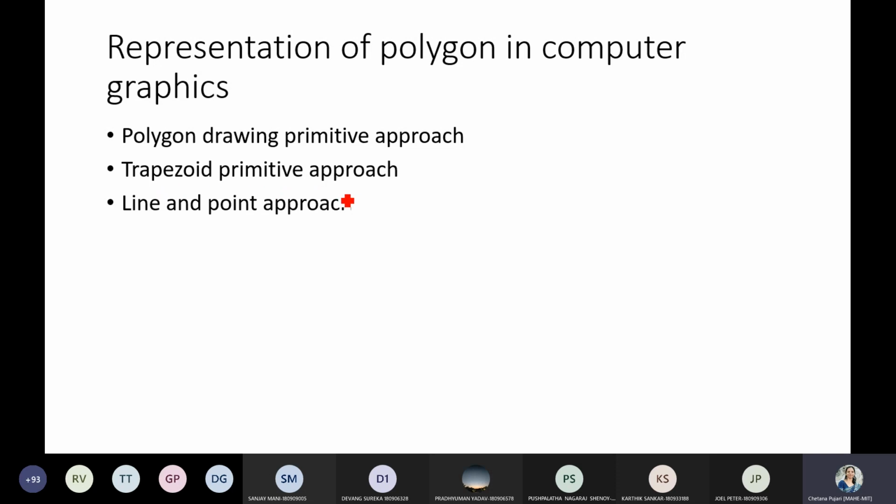the trapezoid primitive approach. So in this case, you are going to draw a polygon. Say for example, my polygon shape is something like this. Say for example, this is our polygon. So what it does in order to represent this in your computer graphics. So let's say these are our scan lines.